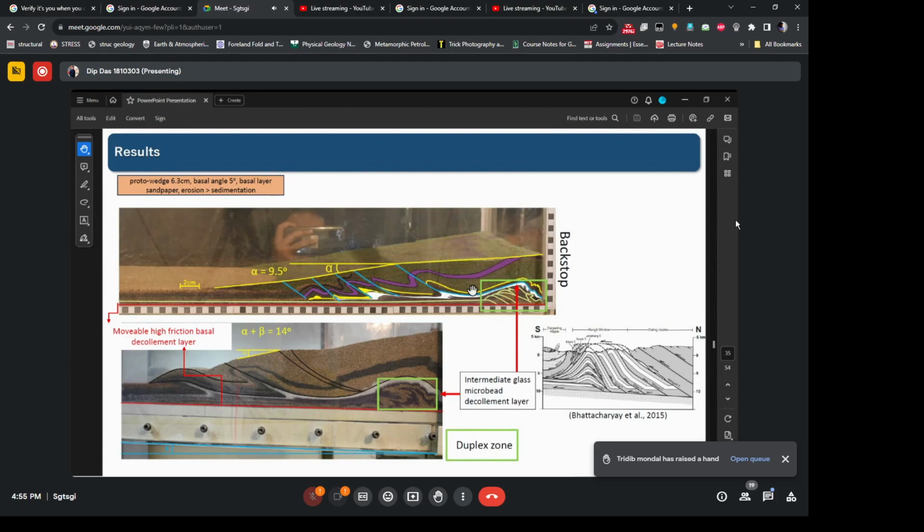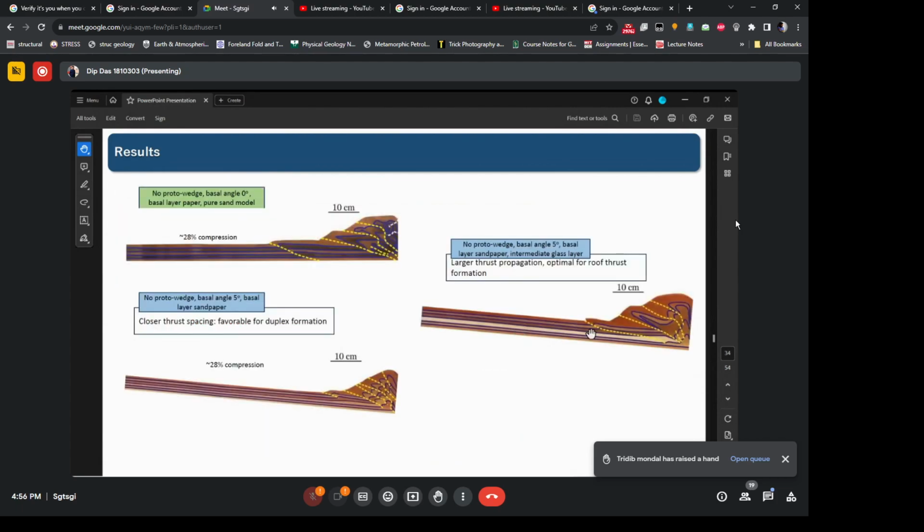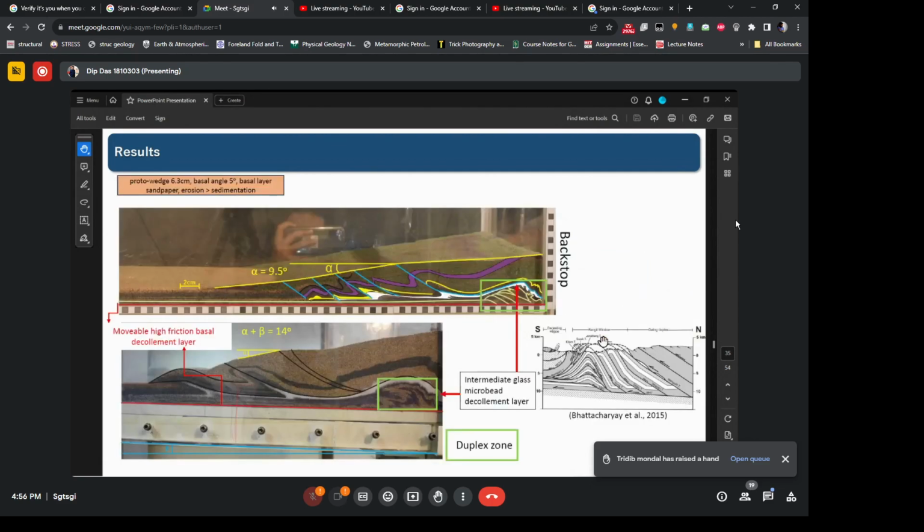Yeah, sir. Right now I remembered why we introduced the proto-wedge within the system. Without the proto-wedge, as I mentioned earlier, the thrust was gliding over. But since the duplex there shows foreland dipping structure as well as hinterland dipping structure, to restrict the upward propagation of the thrust sheets, I introduced this large mass, the proto-wedge, within the system, so that this kind of bending can be possible. That is fine, Deep. That is fine.